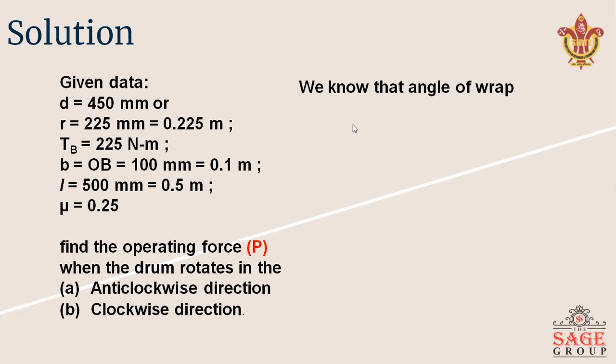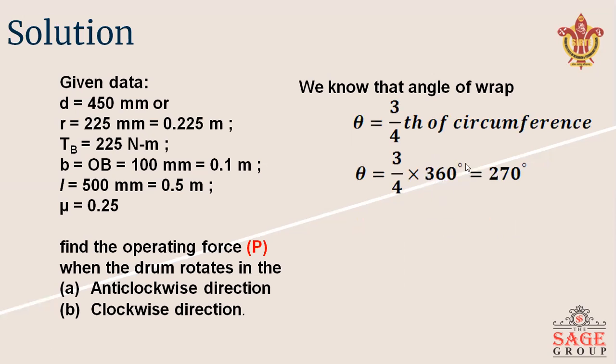So we know that the angle theta is equal to 3/4th of the circumference. Circumference means 360 degrees. Theta is equal to 270 degrees, and changing this degree into radian, theta is equal to 4.713 radian.